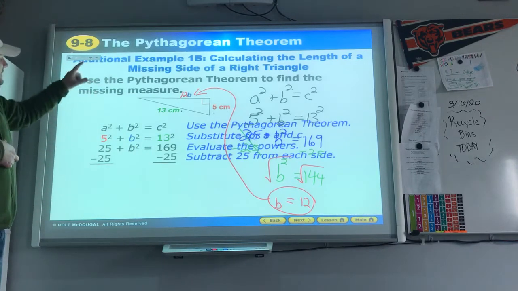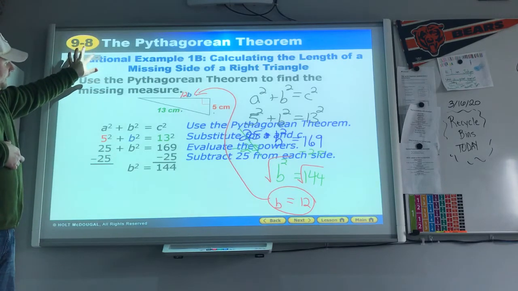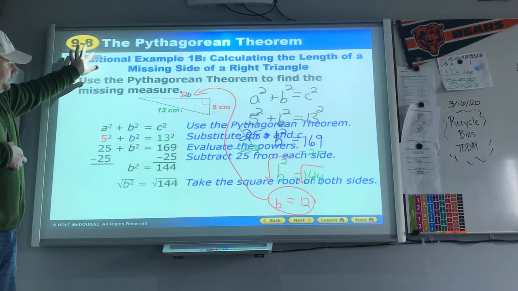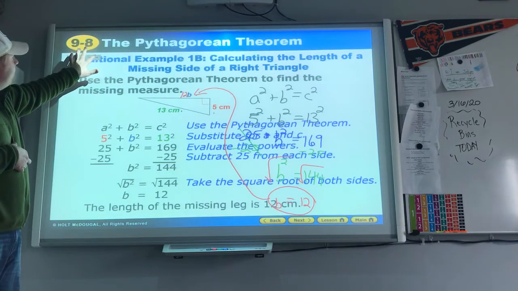We do the subtraction, that's inverse operations, right? It's addition, so we subtract to get it away. B squared equals that. We take the square root of each side, and we get b equals 12, and happy, happy, we have the answer.